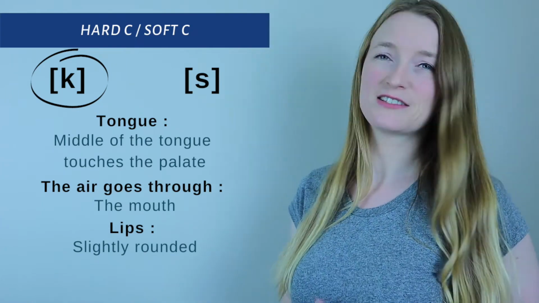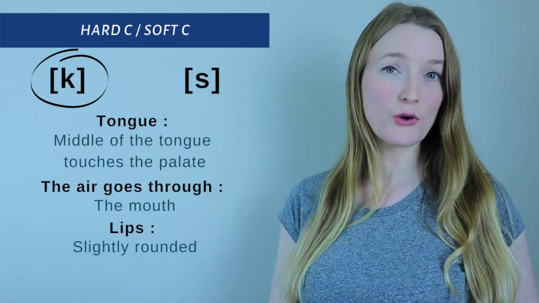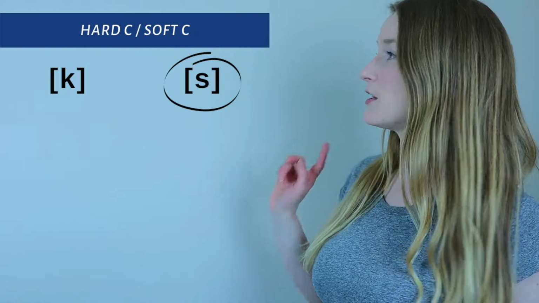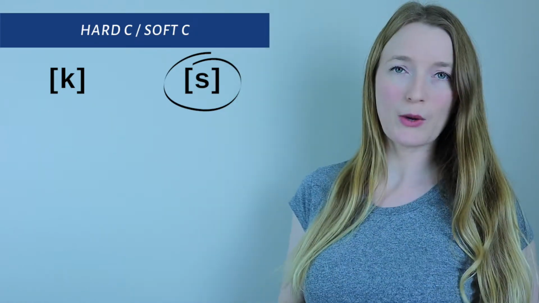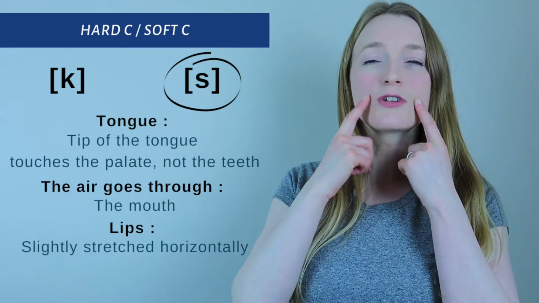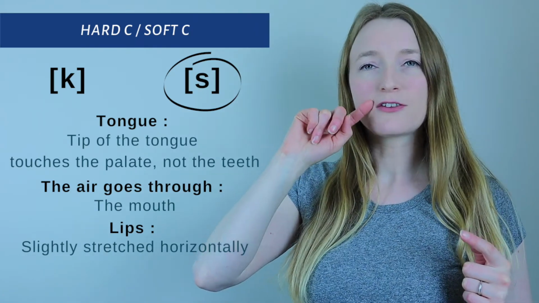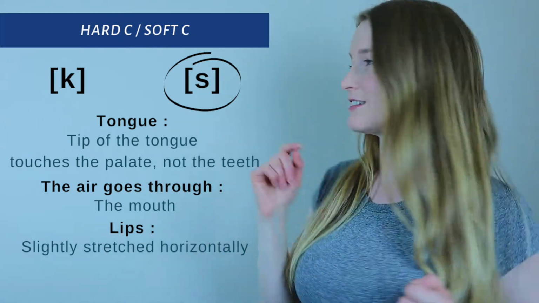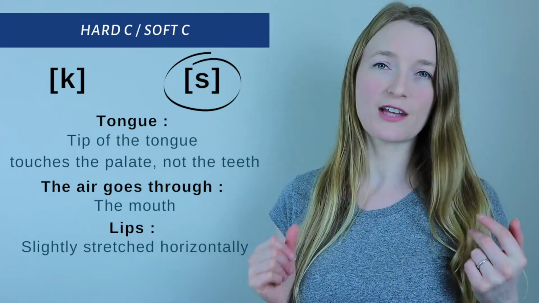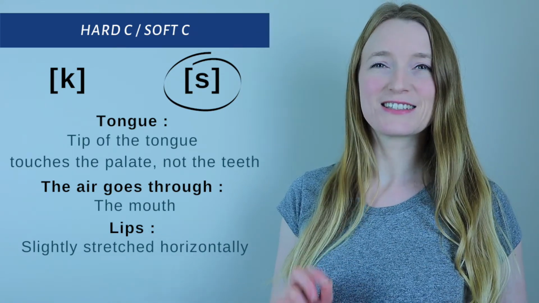This is one of the sounds that is not very hard to practice, it's just better to practice it with other letters following. So don't forget to practice with the listenings. The second one is the S, so you probably already know this one, but let's see it very quickly. The tip of your tongue is going to touch the palate, not the teeth. So it's at the top of your palate, the front, but not the teeth. The air goes through the mouth and your lips are going to be slightly stretched horizontally. S, s. Once again, s.